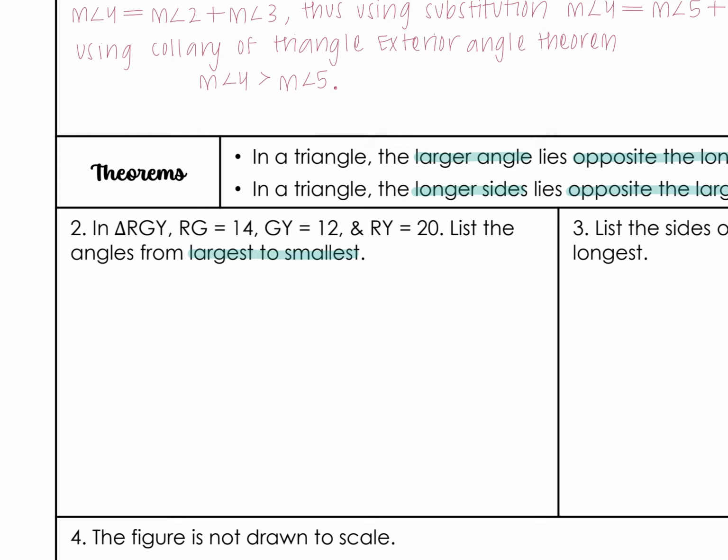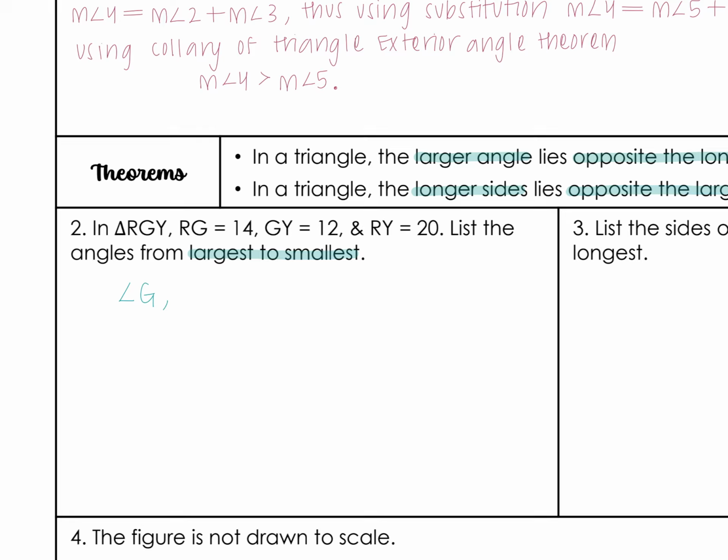Okay, so looking at it, you could draw a picture if you wanted to, but I could also look at the fact that I want the largest. And so I see the largest side is going to be that RY is 20. And so opposite of that would be the letter that I'm not seeing. And so when I look at RY, I'm going to see that G is missing. So G is going to be opposite. So I'm going to start with angle G.